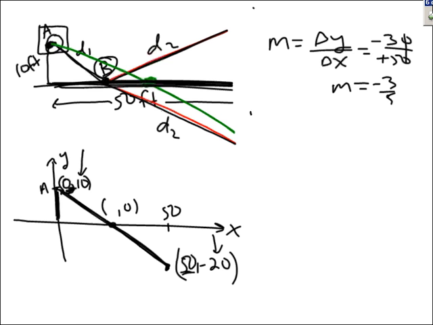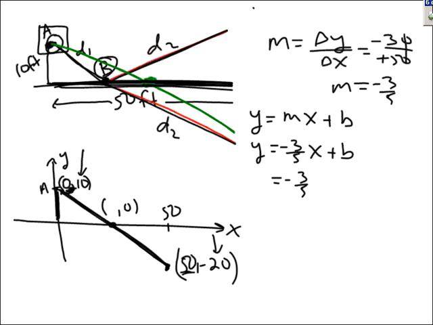And I know that every line can be written as y equals mx plus b. We need to find m and b. Well, we just found m. It's negative 3 over 5. Now we want to find b. Well, I only know (0, 10) and (50, -20). I'm going to use (0, 10). That is x is 0, y is 10. That's the point on the line.